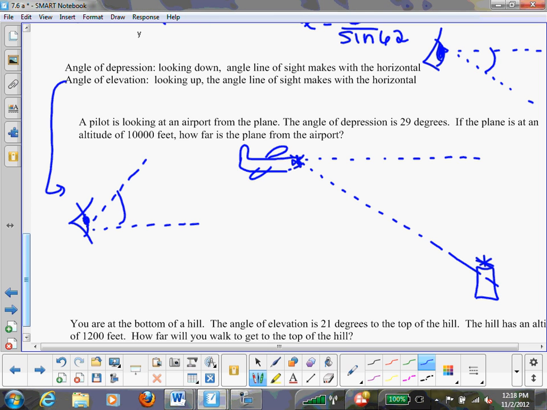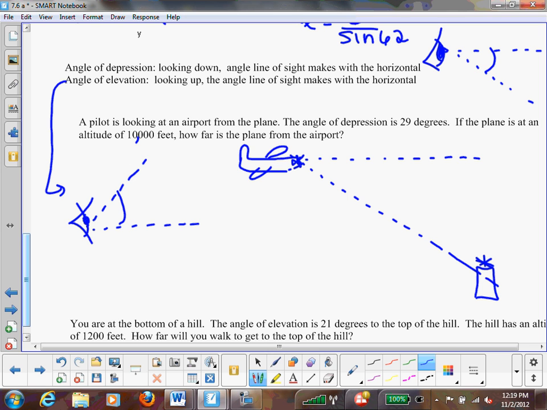No, this is the problem. Yeah, I would put angle of depression and elevation in your note cards. Okay? If the angle of depression is 29 degrees, if the plane is at an altitude of 10,000 feet, how far is the plane from the airport?